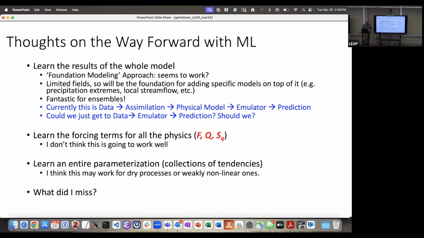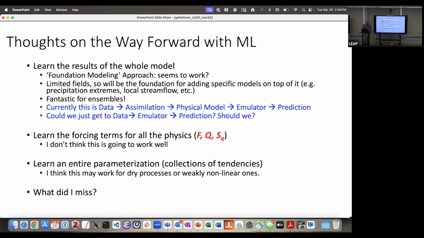Learning the forcing terms for all the physics. I know there have been experiments in this. I don't think this is going to work that well, but we can see. Learning an entire parameterization or a collection of tendencies is going to work pretty well for drier processes that are not extremely nonlinear. So for things like gravity wave drag, learning across scales, I think there's a lot of potential for that. Cloud processes and things that are highly nonlinear, I think this is going to be more difficult. Obviously, you can see where this is going.